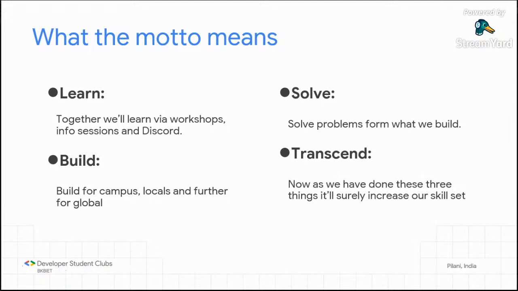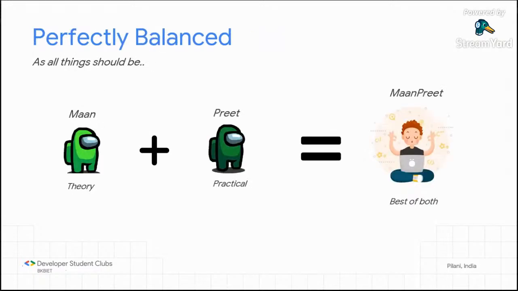Now, at the end of it, all boils down to one single thing, and that is bridging the gap between theory and practice. Let me explain why it's important and what I mean by that. Here's an example. Here you can see Man, a genius when it comes to theory. He knows all the ins and outs of the skills he is learning and can teach it to anyone.